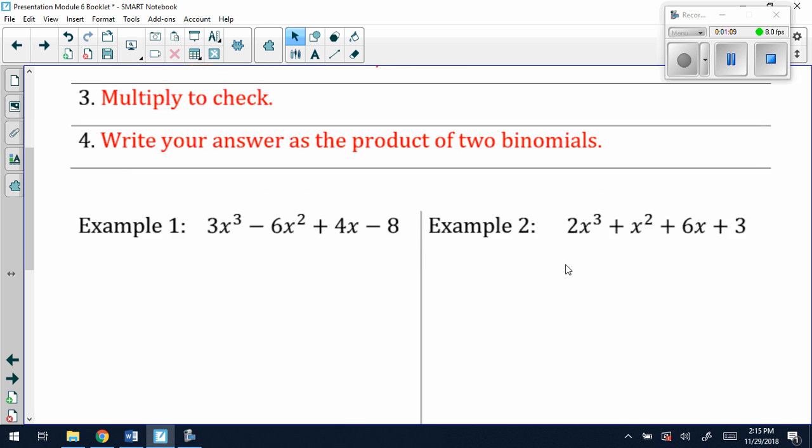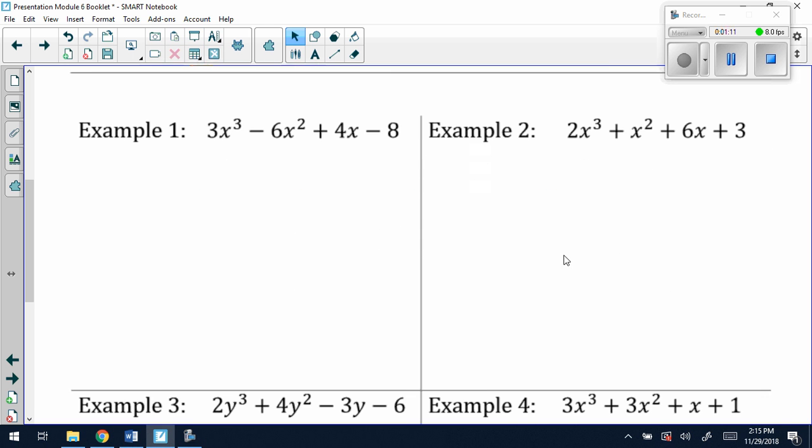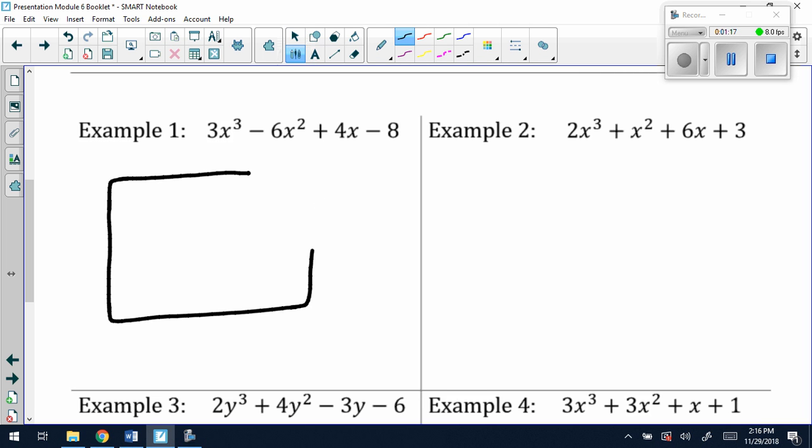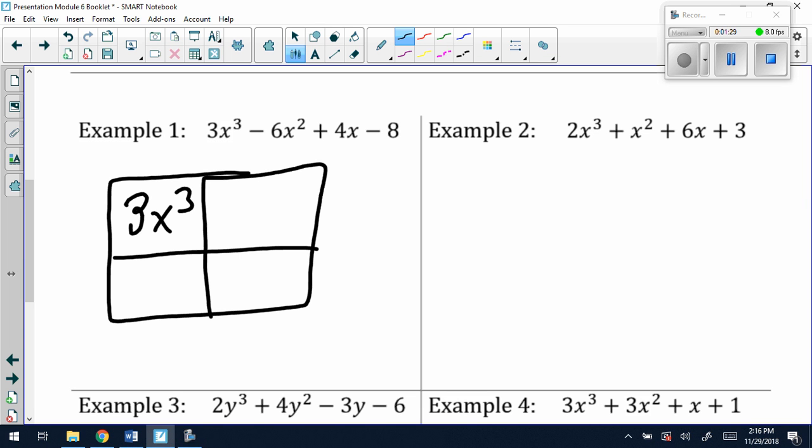So let's take a look at example 1. So I have 4 terms here. I'm going to start by drawing the box. And because this is the multiplied out version, this is the inside of the box. So I'm going to put my highest degree here, my lowest degree here, and the other 2, it really doesn't matter which one goes where.